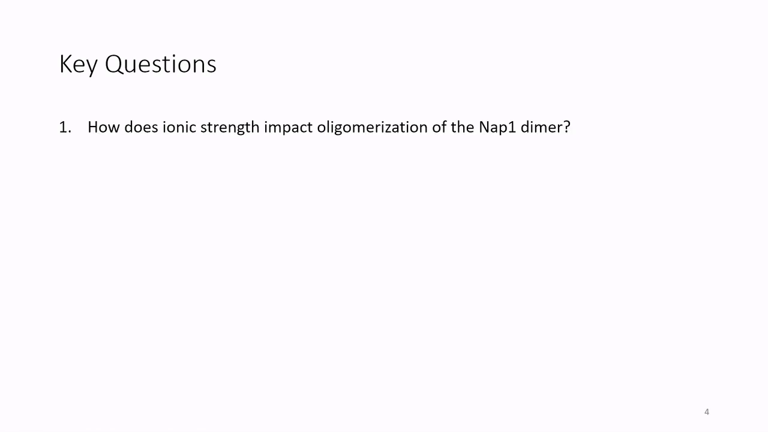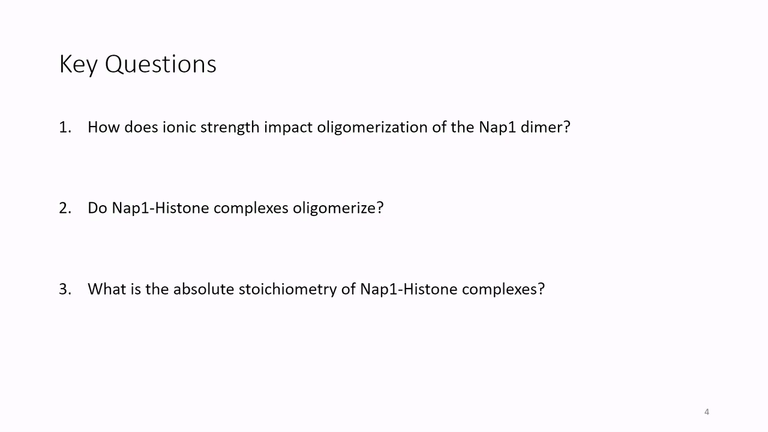With this newly identified Nap1 ortholog in hand, we set out to answer the following key questions. Firstly, how does ionic strength impact oligomerization of the Nap1 dimer? Secondly, do Nap1 histone complexes oligomerize? And thirdly, what is the absolute stoichiometry of Nap1 histone complexes? The key is that by comparing and contrasting yeast Nap1 to worm Nap1, we'll be able to determine the role of these disordered N and C-terminal tails in each of these events.